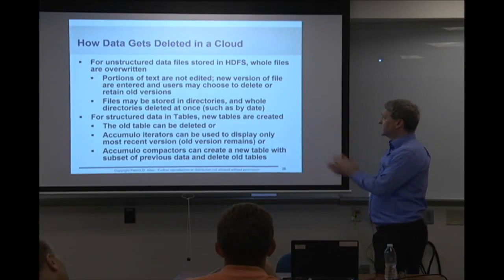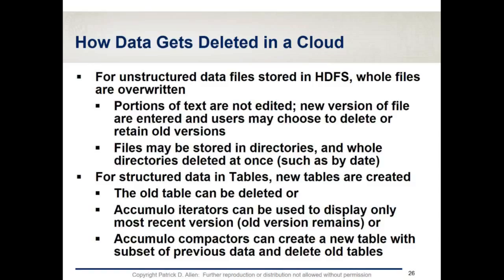Okay, how does data get deleted in the cloud? For unstructured data, whole files are overwritten. It is 40 times faster to rewrite a whole block of data, which is like 360 some odd megabytes, than it is to search for something, change it, and then come out of it. Okay? So 40 times faster, just rewrite the whole thing. And so the files can be stored in directories, and even whole directories can be deleted. So I say, oh, I don't need anything from this date previously. So it makes it very efficient for making changes and for keeping things up to date.